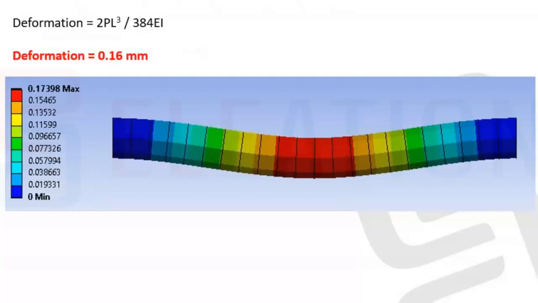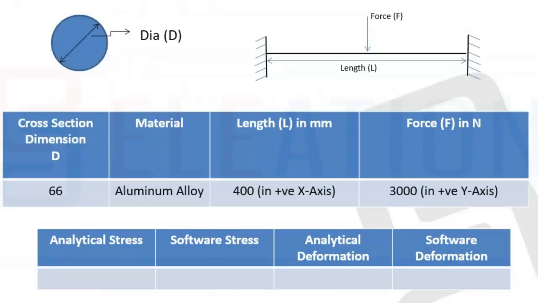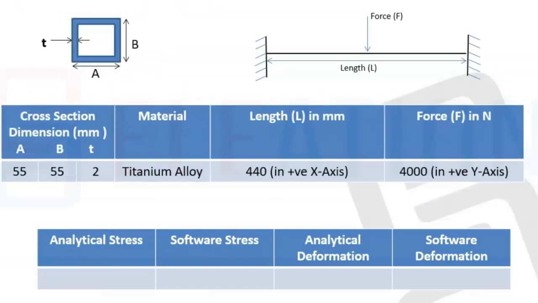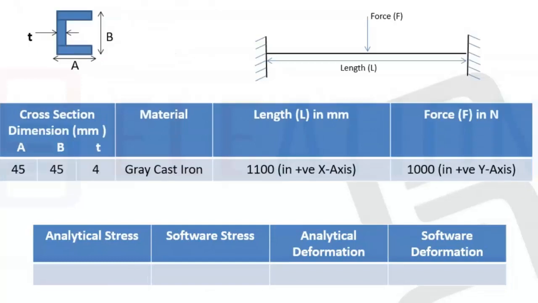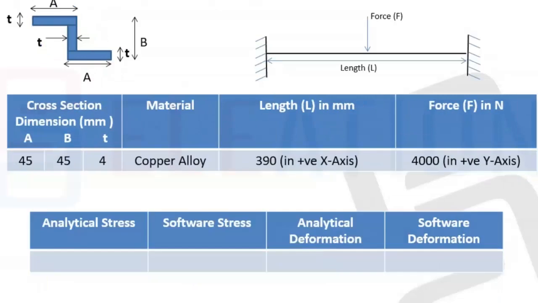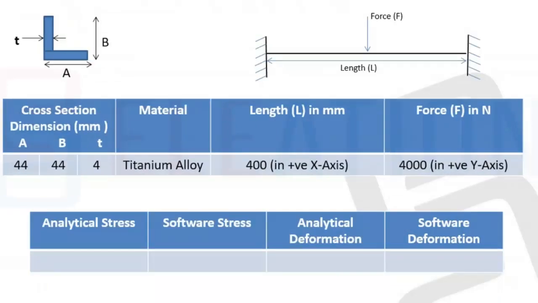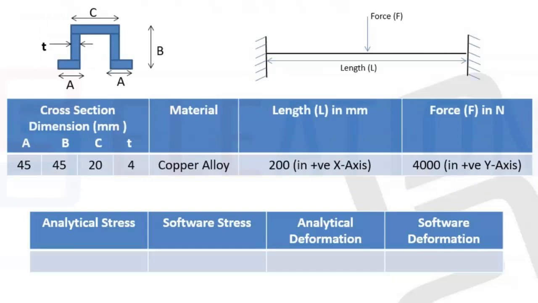Before we go ahead, let's see the homework for this session. We have first problem using structural steel square cross section, aluminum alloy circular cross section, titanium alloy hollow cross section, stainless steel hollow circular cross section, C section with grey cast iron, I section with magnesium alloy, Z section with copper alloy, titanium alloy with L section, aluminum alloy with P section, and copper alloy with H section. So in total we have 10 problems for fixed beam using 1D element.